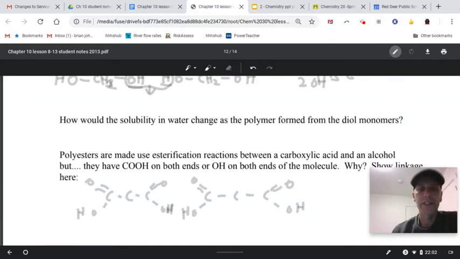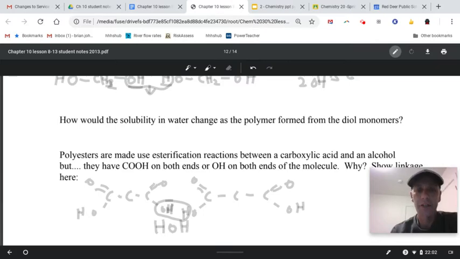Okay, so this is going to be like an esterification reaction. Well, it is. This time we're using carboxylic acids only, and we're going to remove a water. So the OH from one and the H from the other comes out.